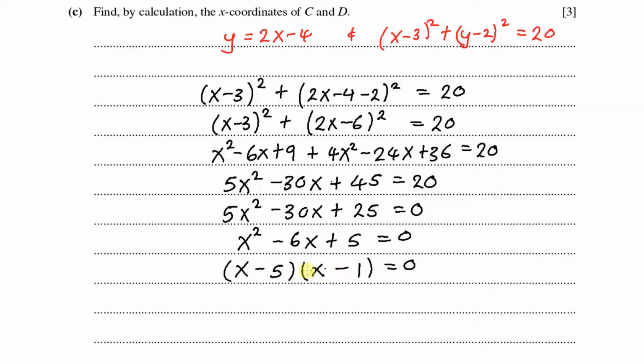So this is what we get. We can therefore say that either x minus 5 is equal to 0, or x minus 1 is equal to 0, which gives us x coming out as 5, or x coming out as 1. So we now have x is equal to 5 and x is equal to 1 as our final answers.